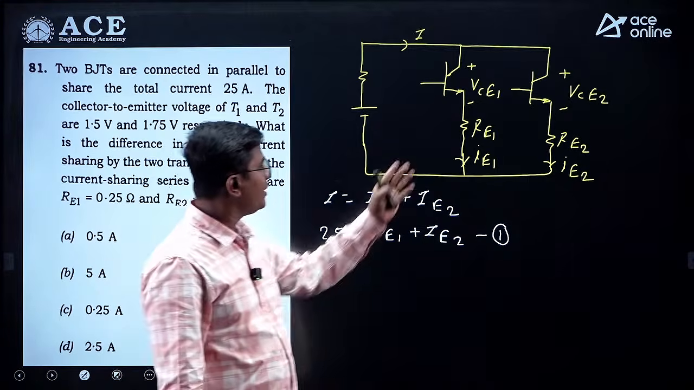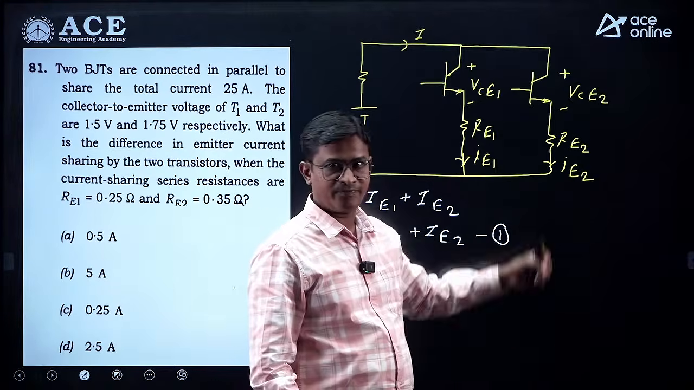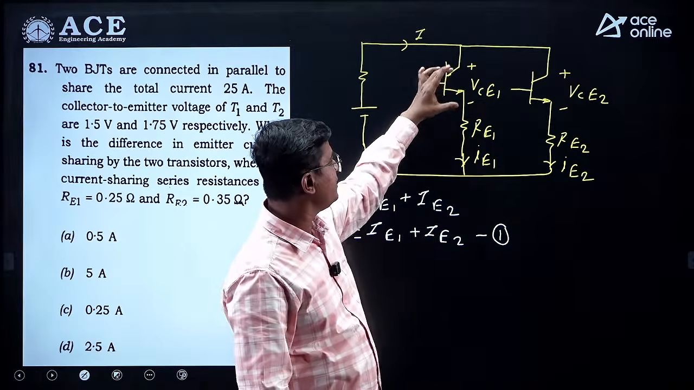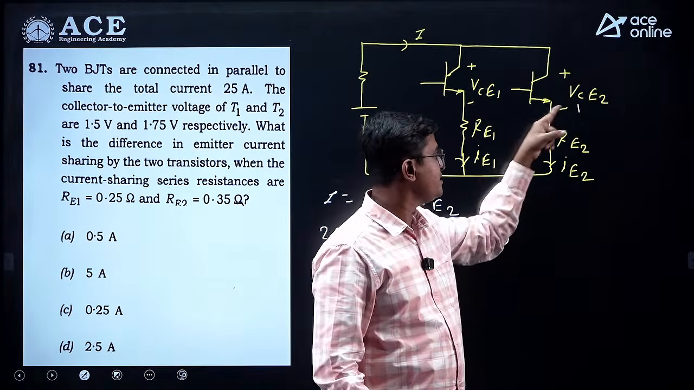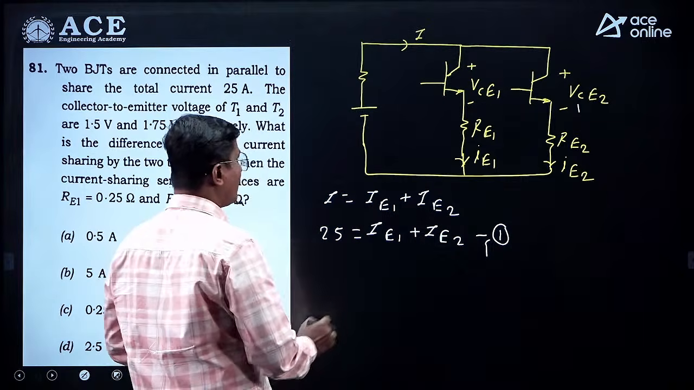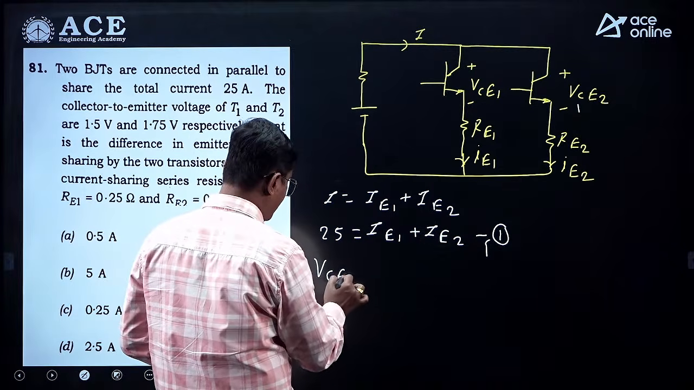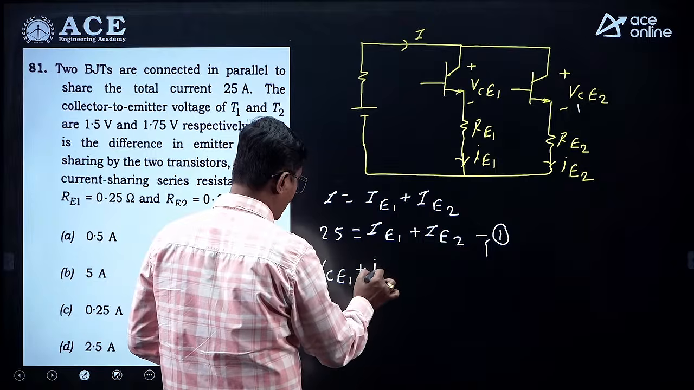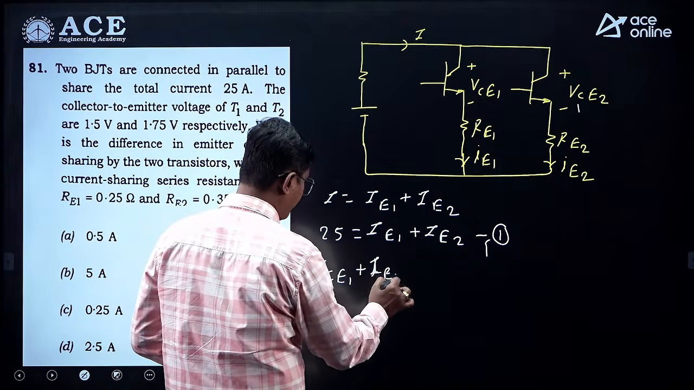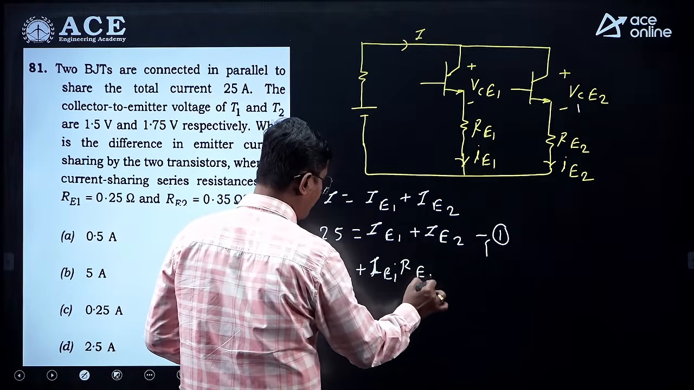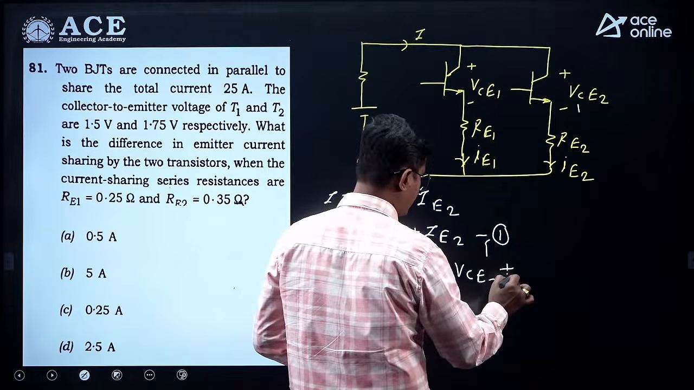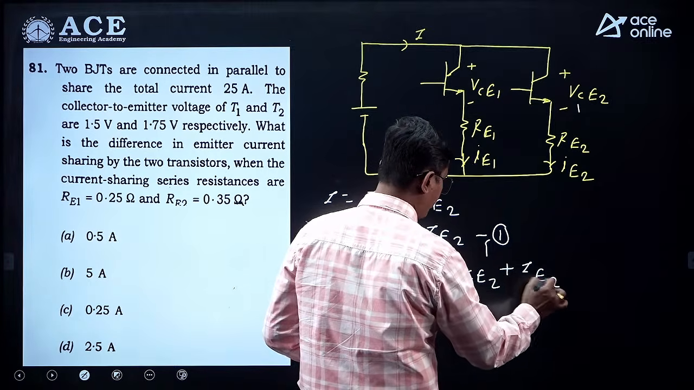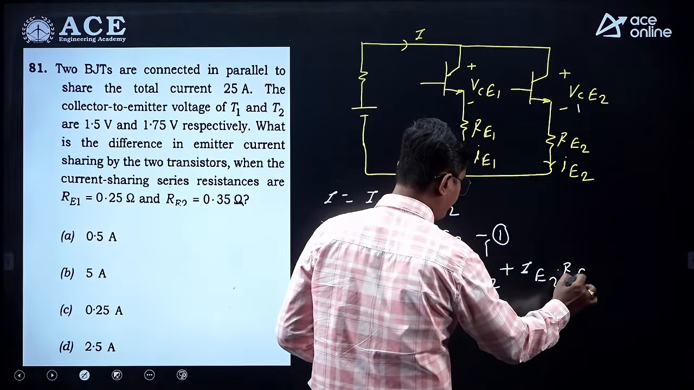Second, we know the voltage across the parallel branches is the same. What is the voltage across this branch? It is VCE1 plus IE1 into RE1. The voltage across this branch is VCE2 plus IE2 into RE2. So I can write VCE1 plus IE1 into RE1 equals VCE2 plus IE2 into RE2.